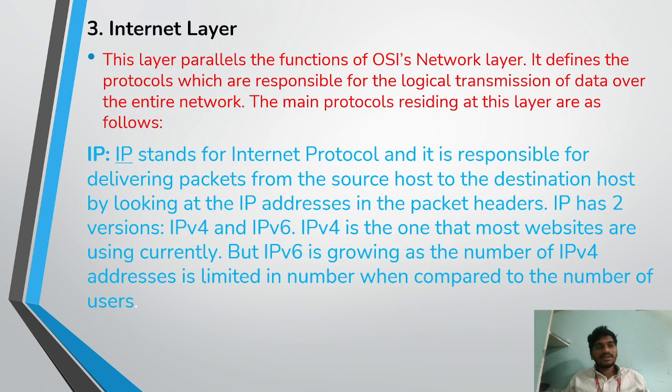Point-to-Point Protocol (PPP) framing and Ethernet IEEE 802.2 framing are two examples of data link layer protocols. And the third one is the internet layer. This layer parallels the functions of the OSI network layer and defines the protocols responsible for the logical transmission of data over the entire network. The main protocols residing at this layer are as follows.